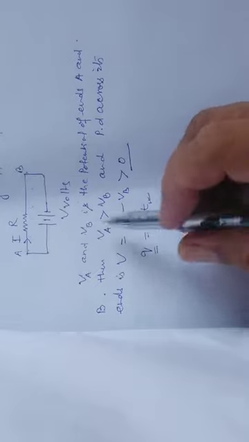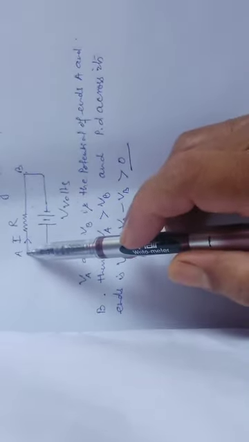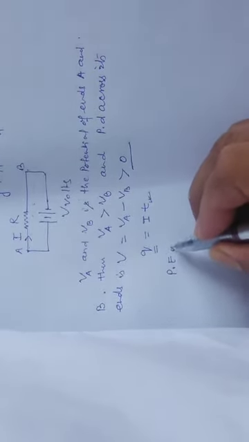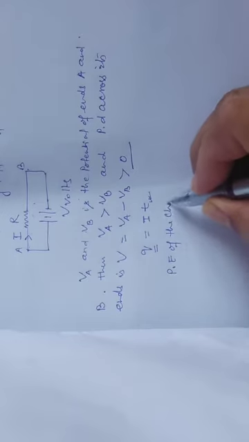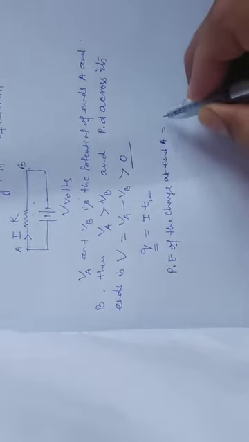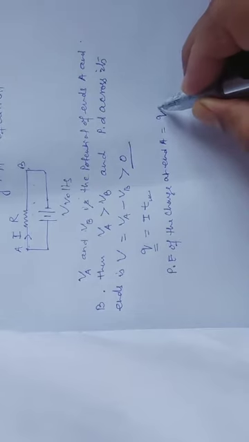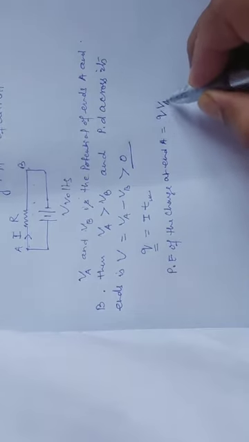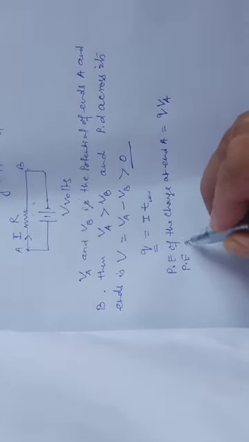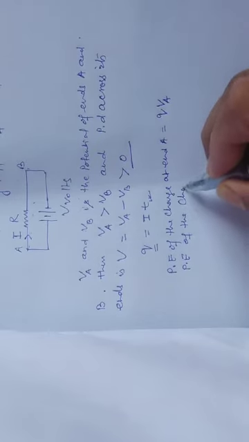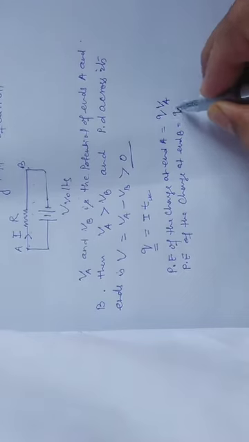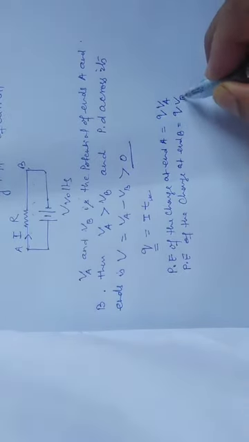Now, when the charge is at point A, how much potential energy does it have? So potential energy of the charge at end A is charge into potential of that point, so Q into VA. Similarly, potential energy of the charge at end B will be charge into potential of end B.